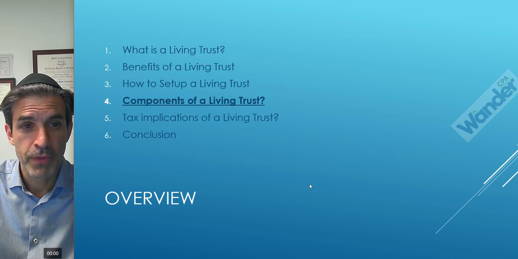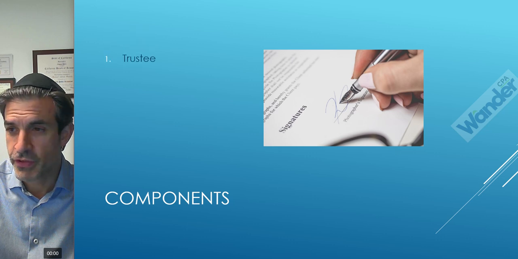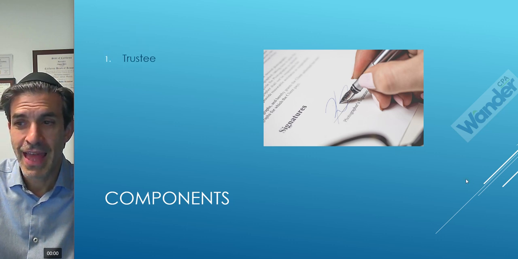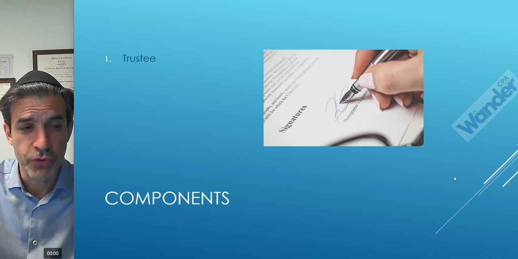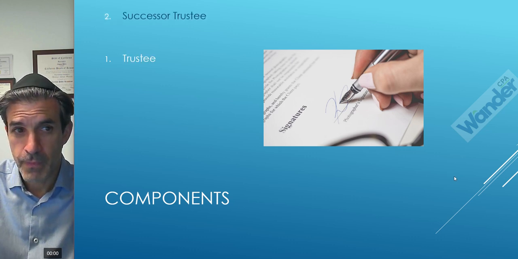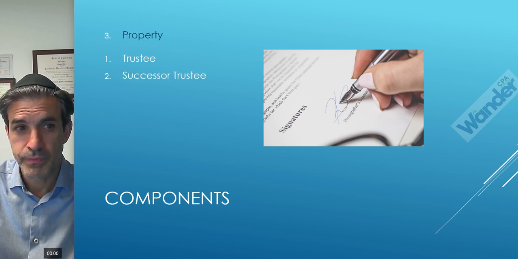Okay, moving along. Components of a living trust. We've spoken about them briefly. What are some of the components of a living trust? The trustee. You must identify who the trustee is, and they are going to manage the trust property. Initially, that's going to be you. Then you have the successor trustee. After death, the successor trustee will take over.